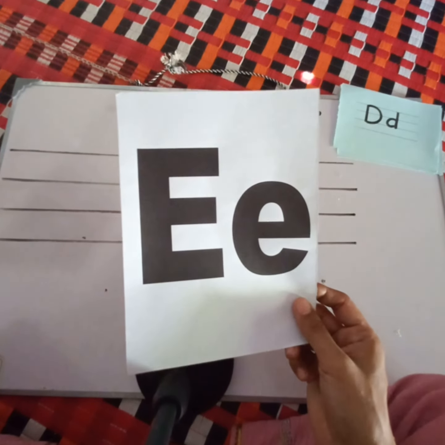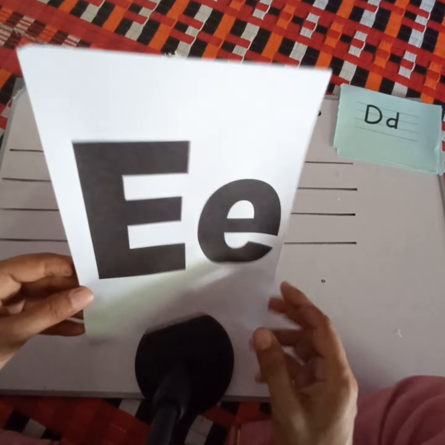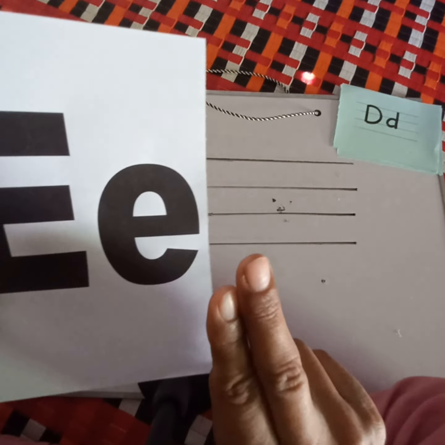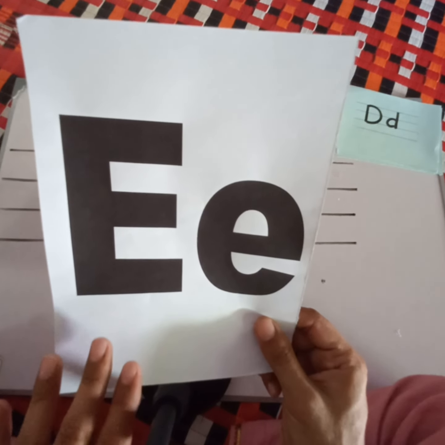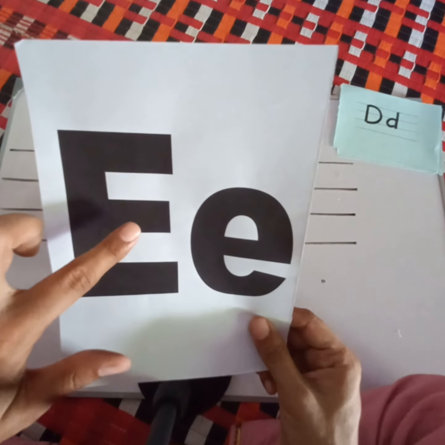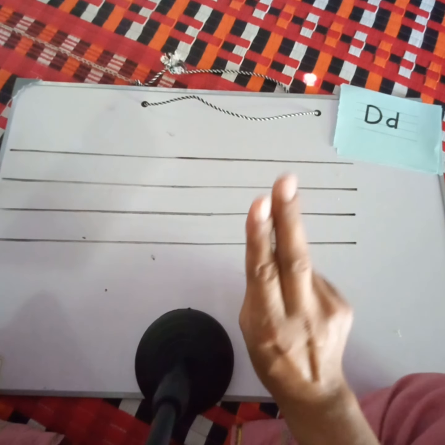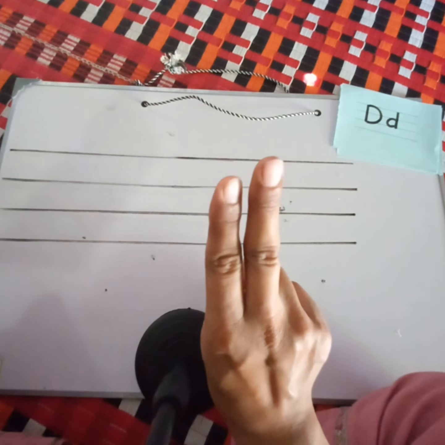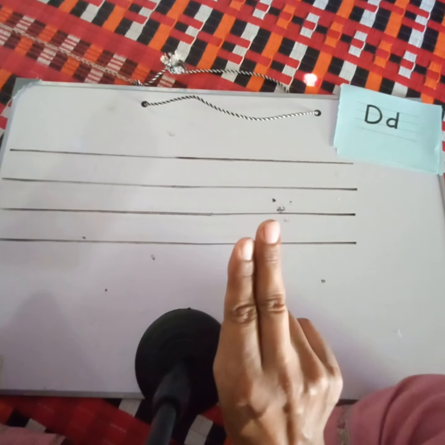Okay kids, are you ready? Are you ready for the air tracing with me? Show me your two fingers. First of all, I am telling you the letter E has 4 lines. 1, 2, 3 and 4. Okay, join your two fingers and do the air tracing with me.